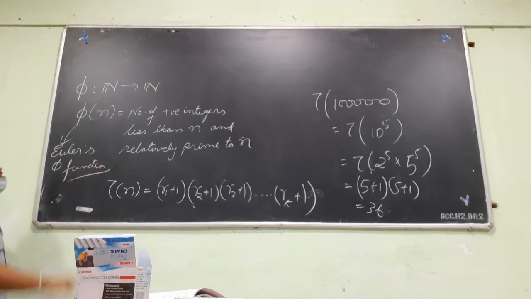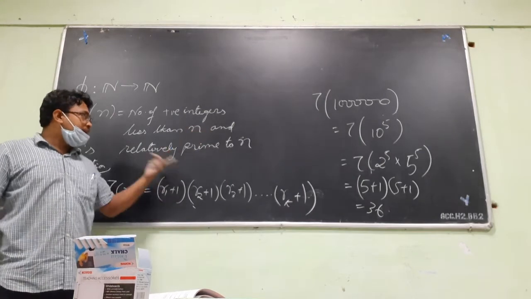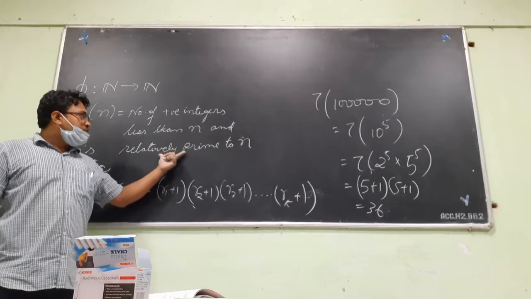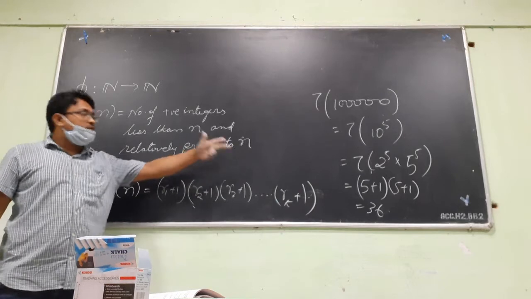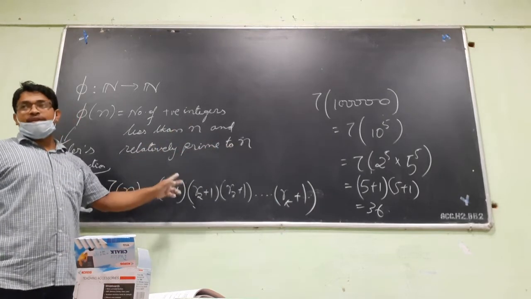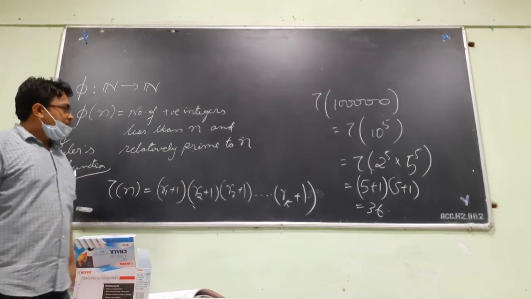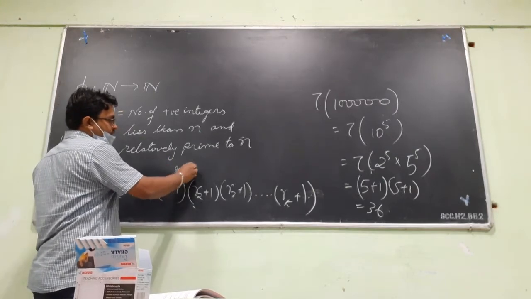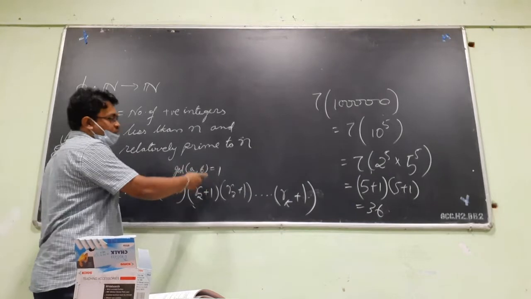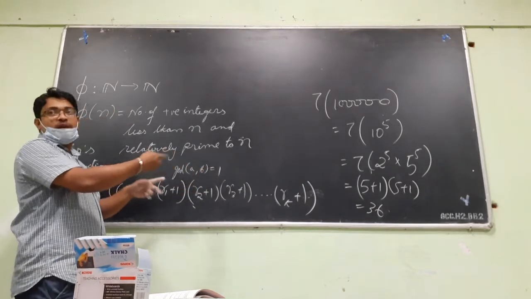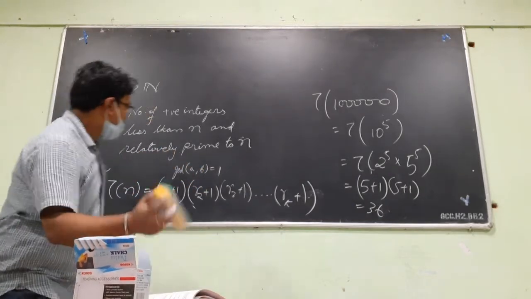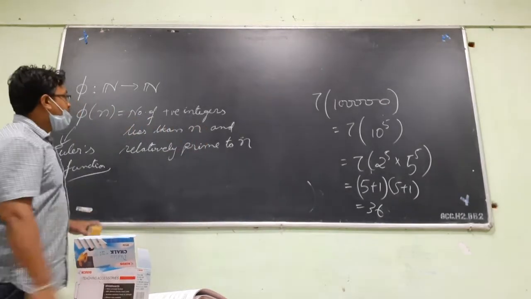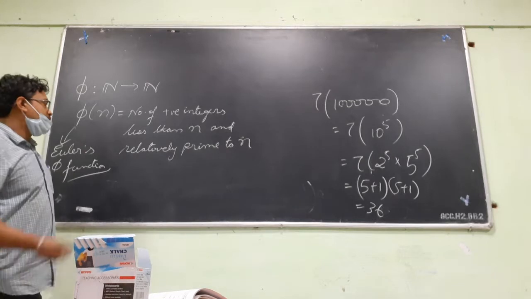So it gives us the number of positive integers which are less than n and relatively prime to n. That means the GCD of n with those integers is 1. Two numbers a and b are said to be relatively prime if GCD of a and b is 1. They may not be prime themselves, but they are relatively prime. The number of positive integers less than n and relatively prime to n.